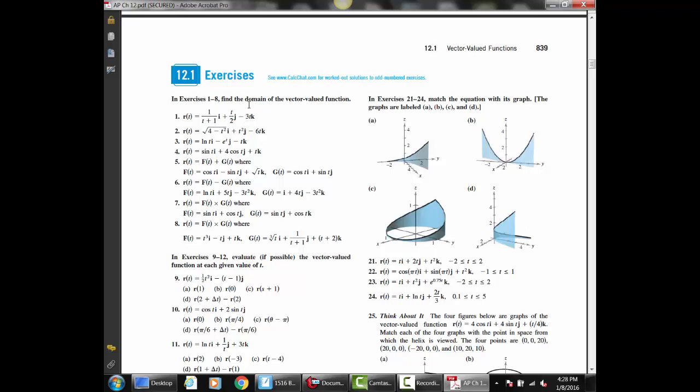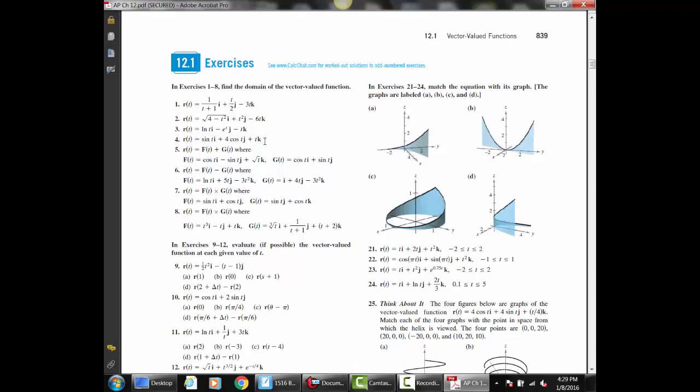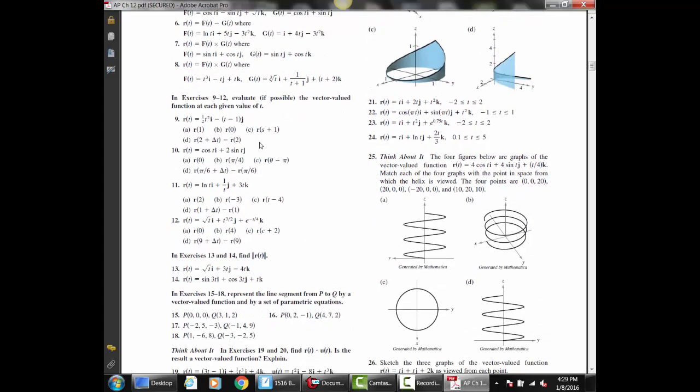So if you wanted to do it the way the book does it and actually use the third dimension for the domain of these vector valued functions, you'd have to take the domain of the coefficient of i, intersection with the domain of the coefficient of j, and then intersection as well with the domain of the coefficient of k. And that way you'll get the answer in the back of the book.